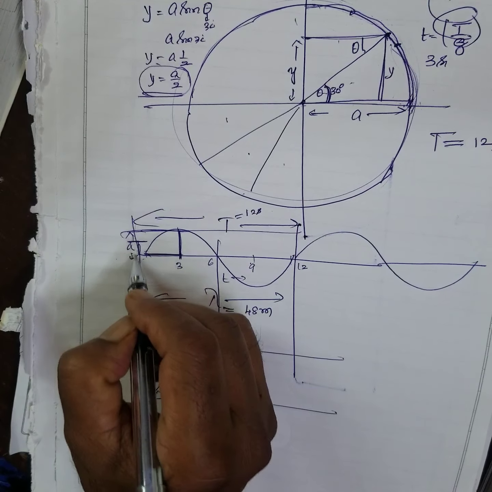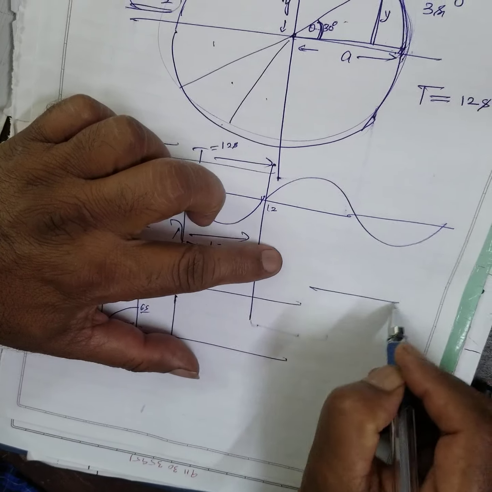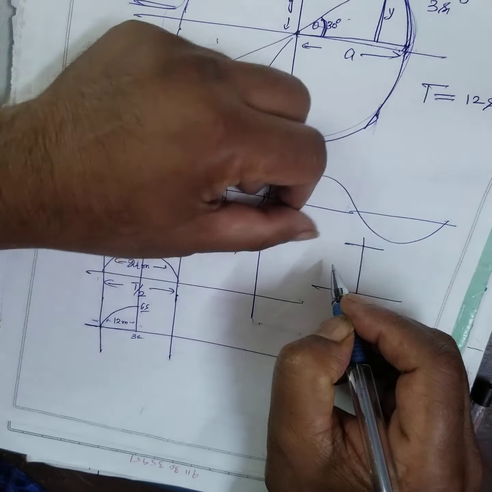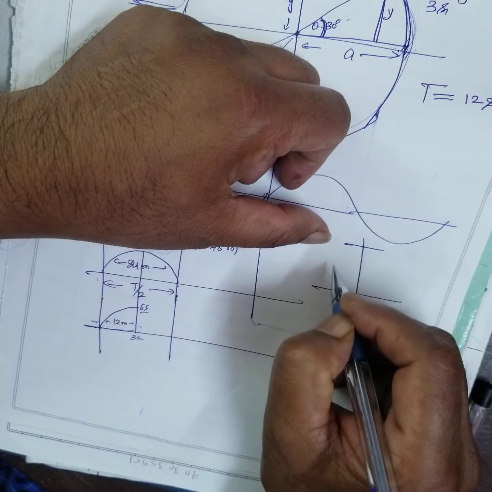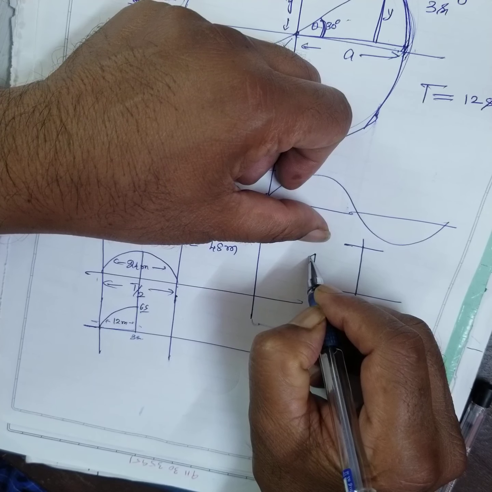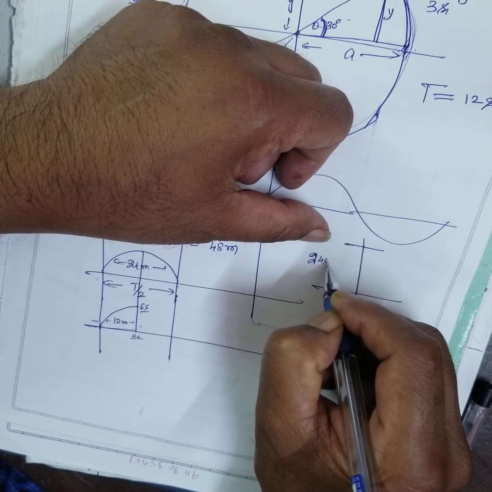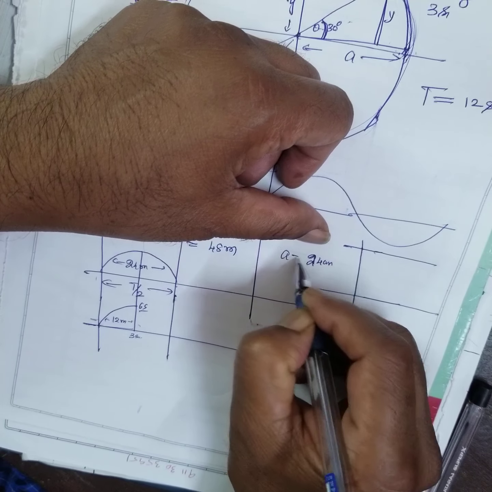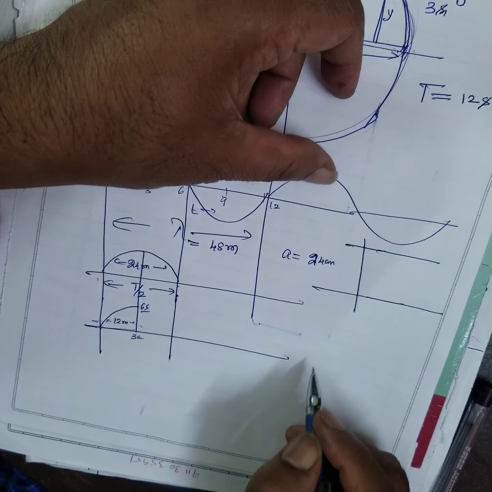3 seconds, is it not? See, this is an amplitude. Try to understand this one. This amplitude, how to represent this amplitude? This is 24 centimeters. 24 centimeter amplitude. A is equal to 24 centimeter.